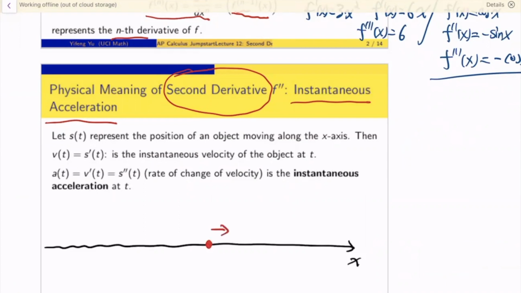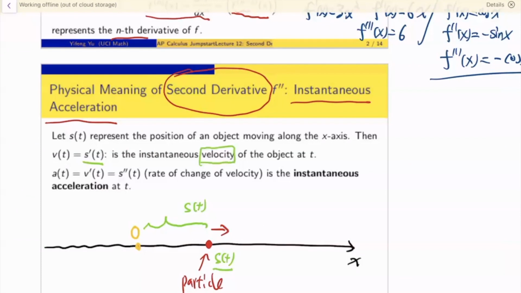For convenience, say this is the origin, and here is the moving particle. Now we record the position of the particle at time t, and we say this is s(t), the position. s(t) could be positive or negative, depending on whether the particle is on the left or on the right. After we have the position function s(t), if you take a derivative, this is the rate of change of the position, and we know from the first lecture that this is the velocity.